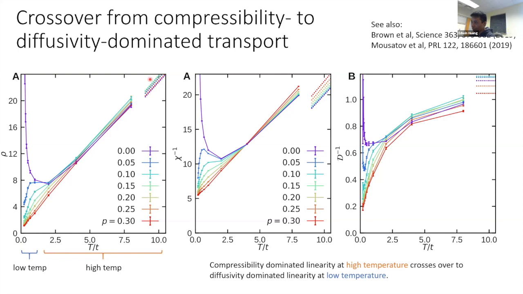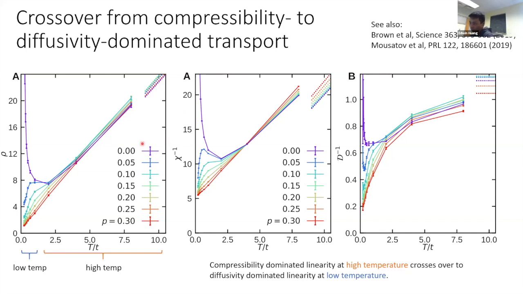Whereas at high temperatures, the compressibility is the thing that dominates. The compressibility is very temperature dependent, and it's approaching its infinite temperature 1 over T limit. In other words, the inverse compressibility is approaching something that scales with T, whereas the diffusion constant is approaching some limiting plateau value.